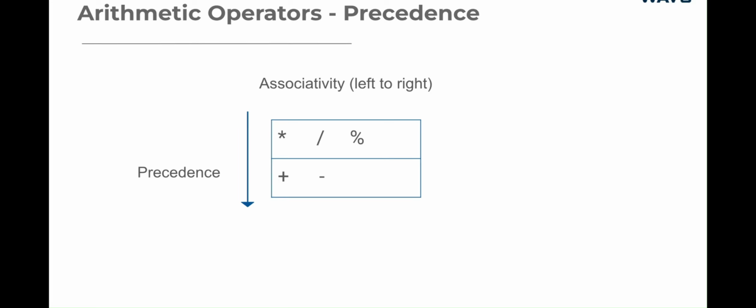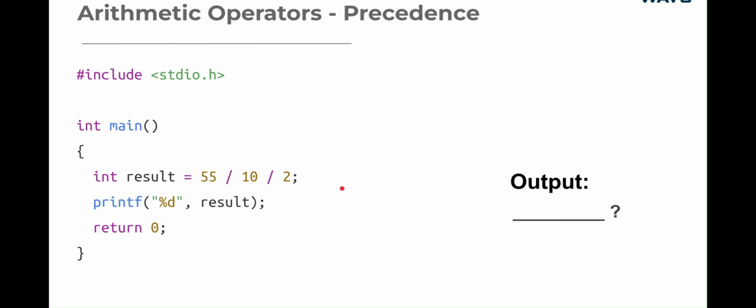In this section we will discuss the arithmetic operators, precedence and associativity. Let us see this. What are these? Here associativity means left to right, whereas for star, slash and modulus, precedence is which is preferred. First, star, slash and modulus are preferred first, and the second preference is plus and minus. Let us start with this.